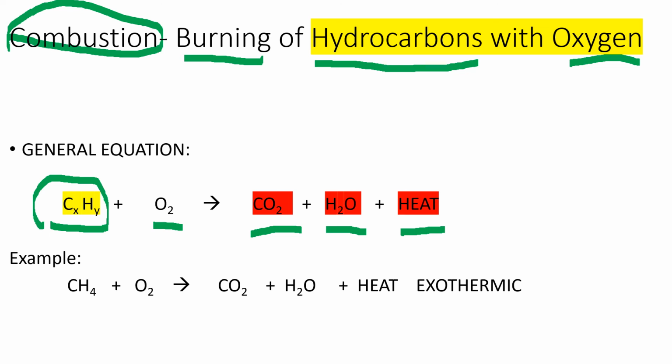So for example, we have methane gas, the one in our liquid petroleum tanks, the one we use for cooking food. So there is a combustion reaction, oxygen with methane, producing carbon dioxide and water, and the product is heat, the one that we use for cooking our food. And we call it an exothermic reaction because heat is released.